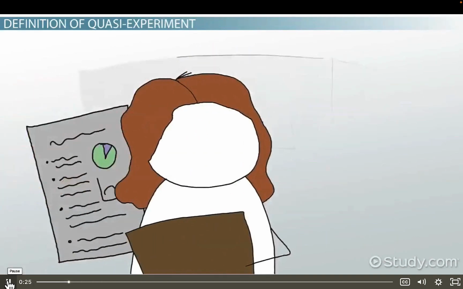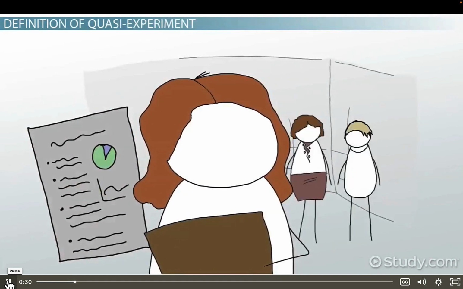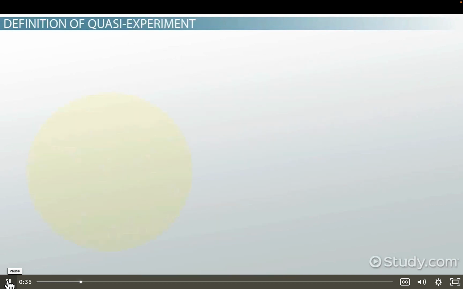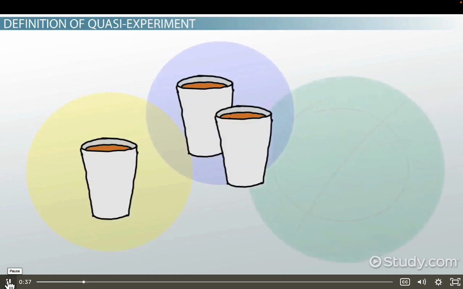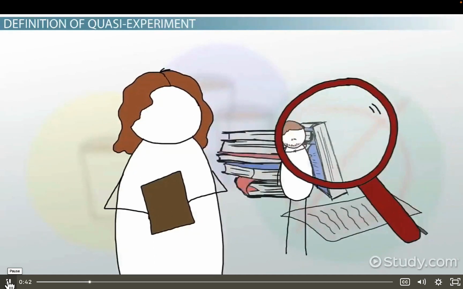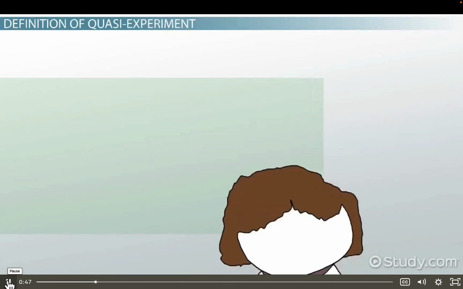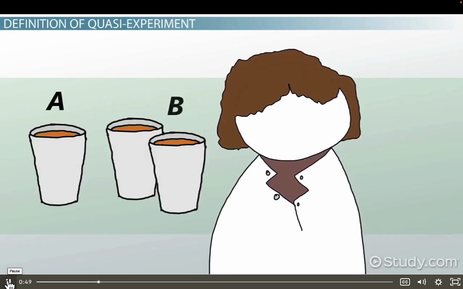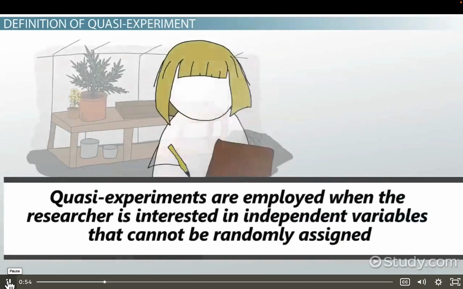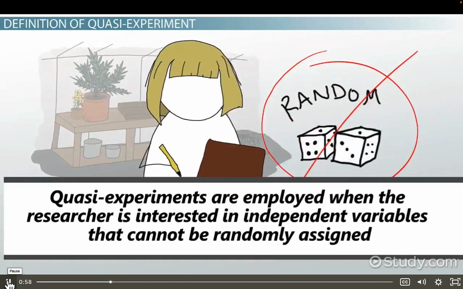So, for instance, if a researcher was examining the effects of caffeine on reading comprehension, she might randomly assign participants to one of 3 independent variable conditions: those who drink 1 cup of soda, 2 cups of soda, or no soda. She might then assess each person's reading comprehension abilities following exposure to the independent variable. In a true experiment, each participant who volunteered would have an equal chance of being assigned to any of the 3 groups. Quasi-experiments are employed when the researcher is interested in independent variables that cannot be randomly assigned.